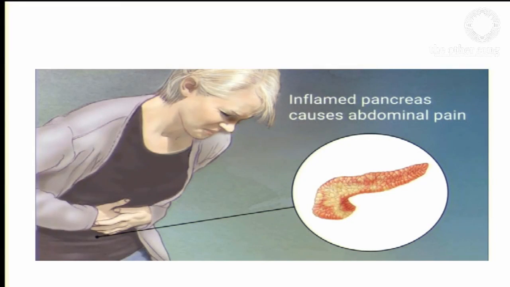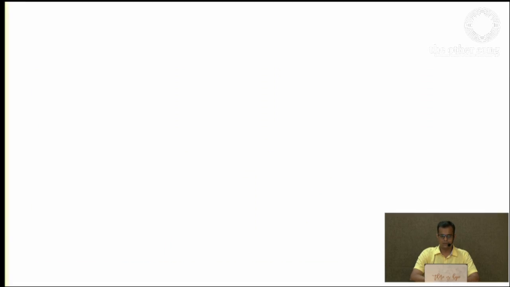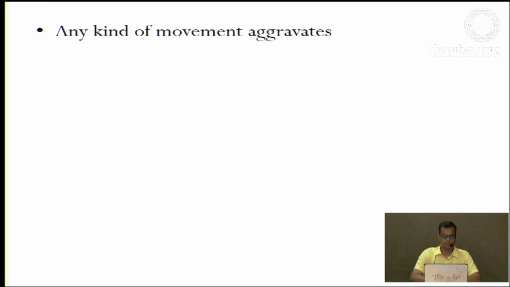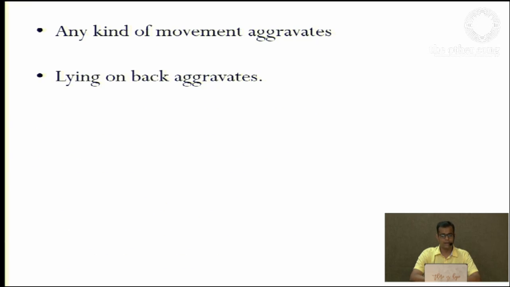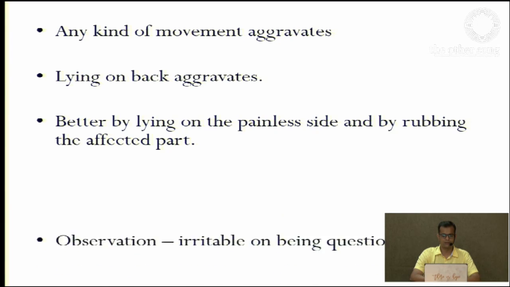So he comes to the clinic and just lies down on the bed and opens his shirt because he cannot bear the covering of his shirt, and he says switch on the AC. He lies down on his back, but lying on the back is more painful. He is very restless, tossing and turning in pain. We take his symptoms and he says any kind of movement makes it worse. Lying on the back makes it worse. He feels better if he lies on the opposite, painless side, and better by rubbing the affected part.